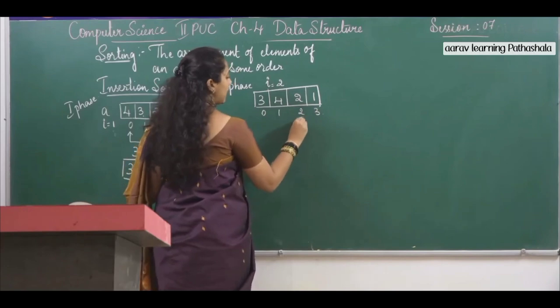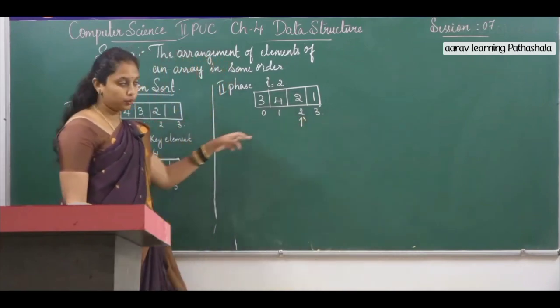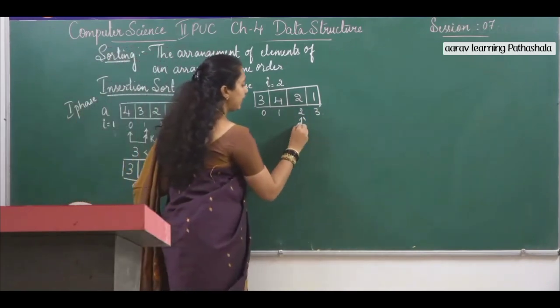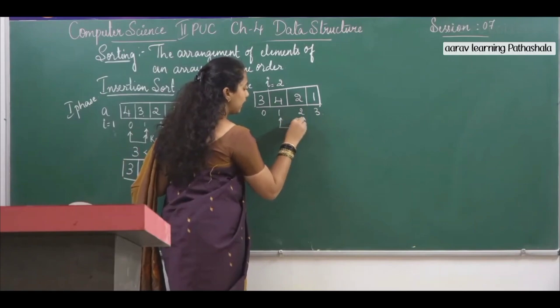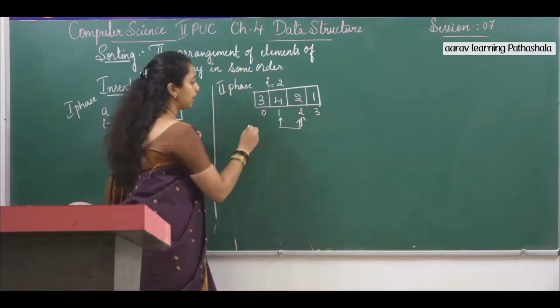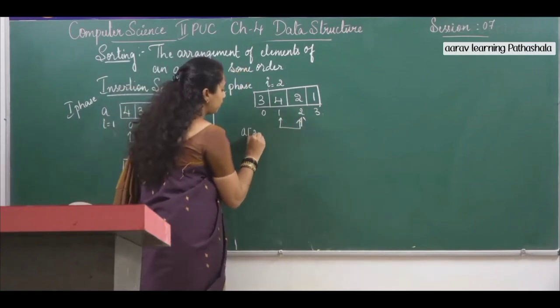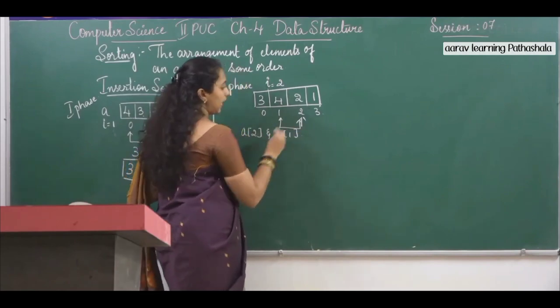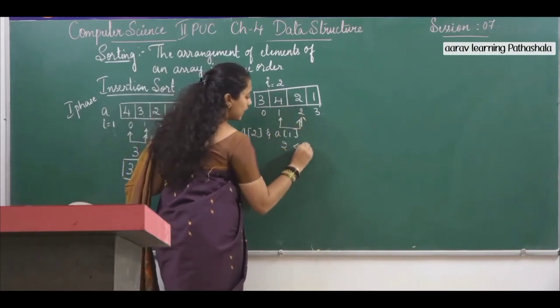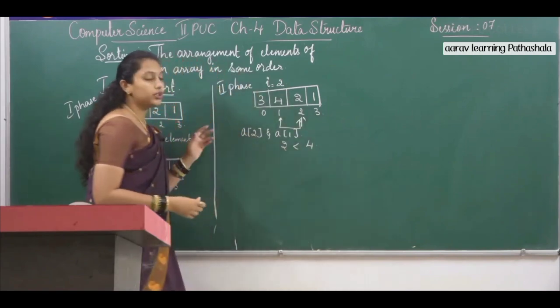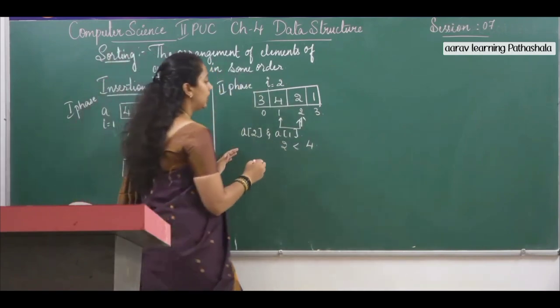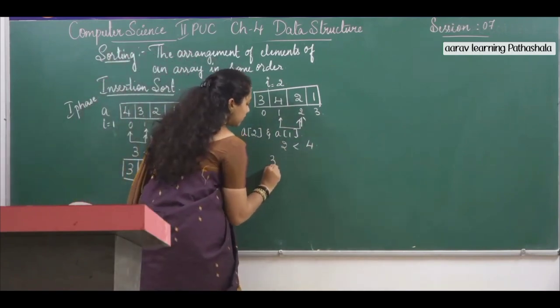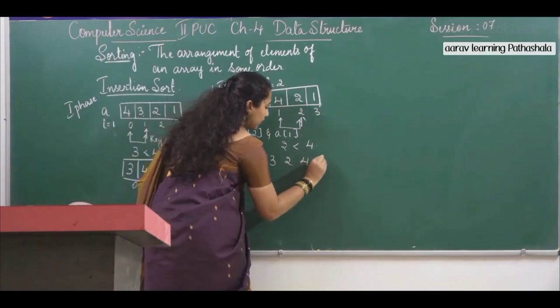The comparison starts from A of 2. We are comparing A of 2 with A of 1. As 2 is less than 4, we are going to swap the array elements. So that is 3, 2, 4, 1.